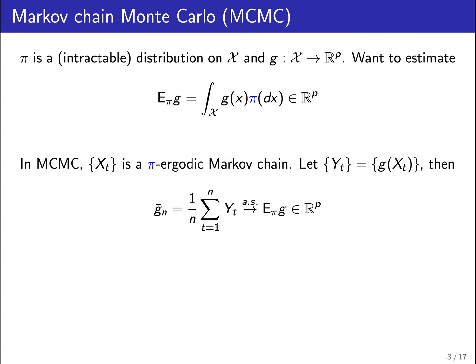In MCMC, a pi-ergodic Markov chain X_t is constructed. And of course, there's a lot of details out there on how to construct such a chain. We're not really going to talk about much of that. But if I let Y_t be the transformed process, so g of X_t is going to be Y_t, then I can estimate the expectation of g under pi with the Monte Carlo average, g bar n, which is just the average of all the samples obtained up until a time point n. And this, of course, also is a p-dimensional vector.